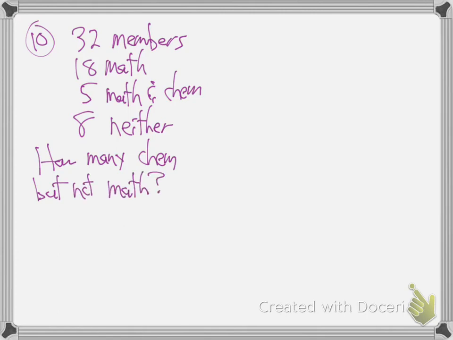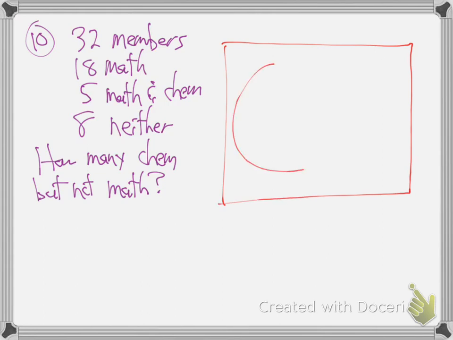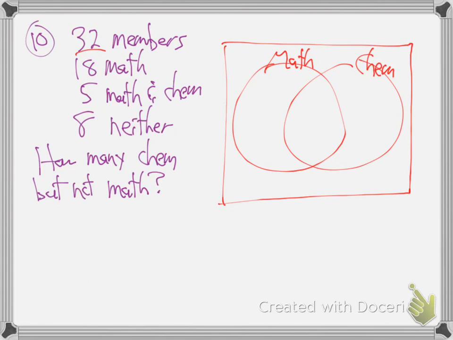What am I going to do to answer this question? What tool am I going to use? The Venn diagram. That's the tool we've been learning about, how Venn diagrams help us answer these logical questions. I'm not going to do A and B, I'm just going to do math and chem, since it's easier to know what it means right away. Can I put 32 somewhere? No, that's the whole thing. I don't know where 32 goes yet.